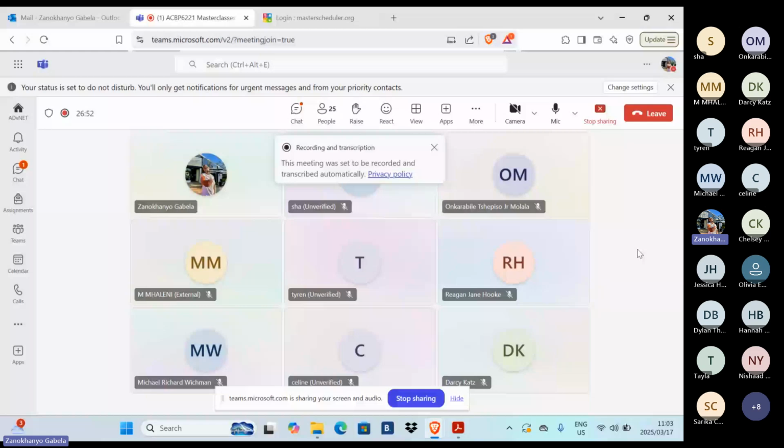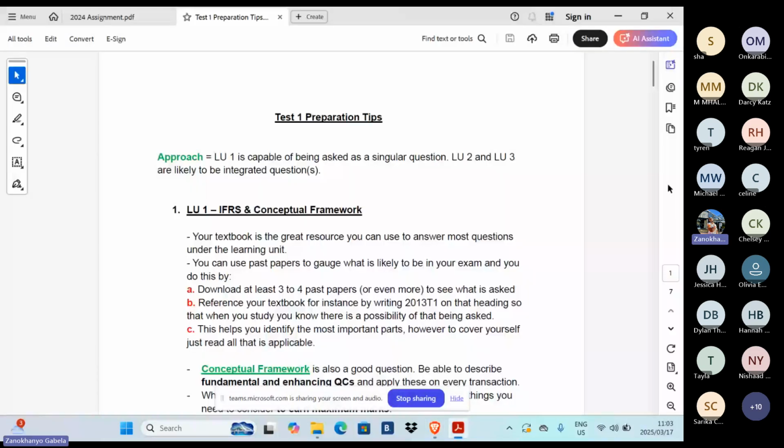All right. So these are the preparation tips that I've prepared for this lesson, also for my students as well. I don't want to waste any time. I just want to go straight to the point. So what is the approach for Test 1? Test 1 will cover learning unit 1, learning unit 2, and learning unit 3.